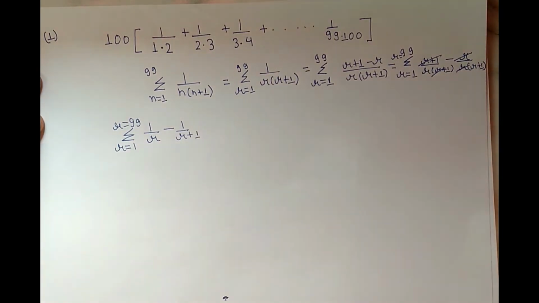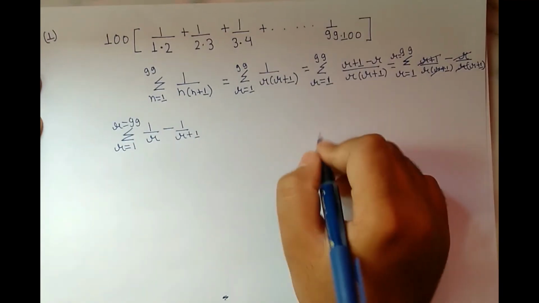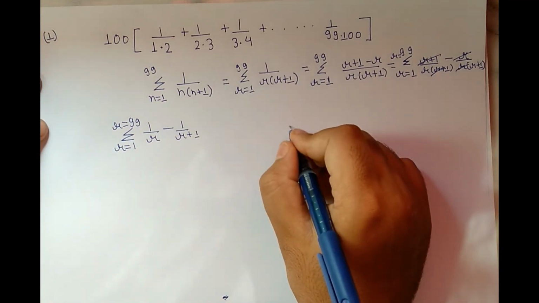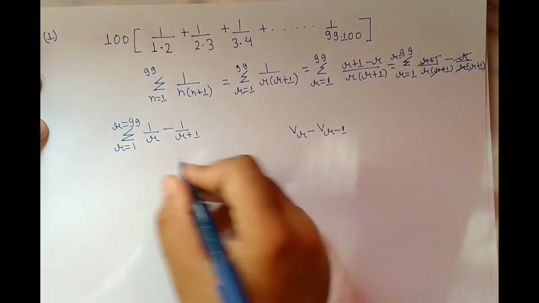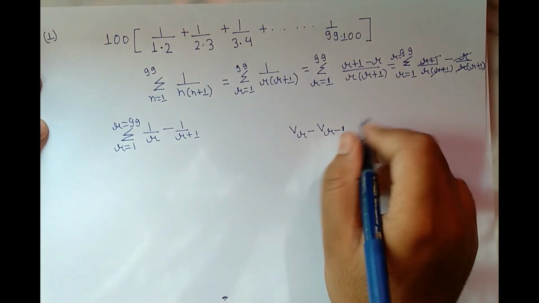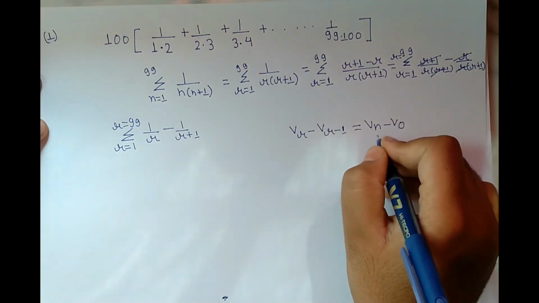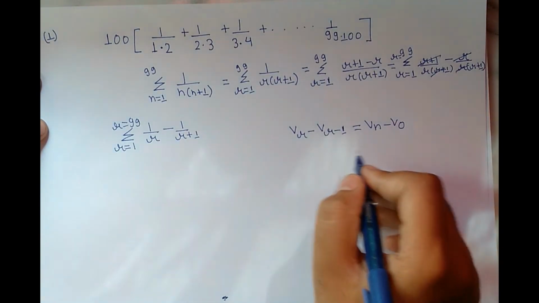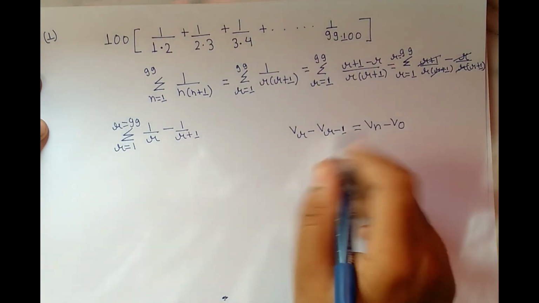Now, the Vn method is basically used to solve this type of series after partial fractions. The Vn method states that if your expression inside the sigma notation is of the form Vr minus Vr minus 1, where r is the notation for the general term, the result of that expression would be Vn minus V0. Vn means replacing this Vr with the value of n, and V0 means replacing the value of r with 0 in the equation of Vr.